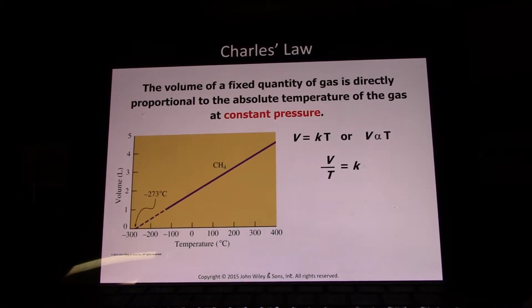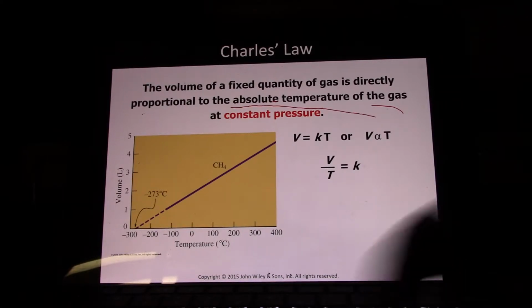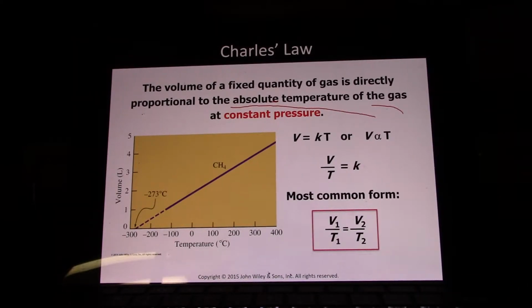And Charles' law showed that the volume of a fixed quantity of gas is directly proportional to the Kelvin temperature. It's got to be the absolute temperature. That's important. You can only use Kelvin temperatures with gas laws. And the most common way to write this is the initial volume divided by the initial Kelvin temperature equals the final volume divided by the final Kelvin temperature.